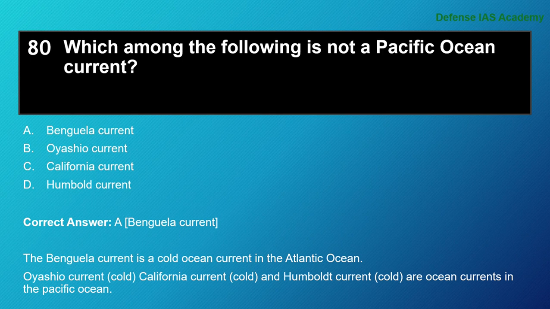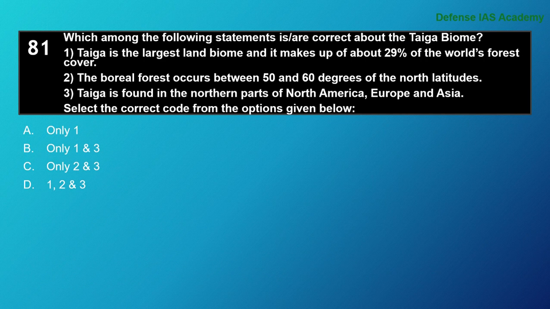Which among the following is not a specific ocean current? The answer to this question is option A, Benguela current. The Benguela current is a cold ocean current in the Atlantic Ocean. The Oyashio current is a cold ocean current. California current is also a cold ocean current, and Humboldt current is also a cold ocean current that occurs in the Pacific Ocean.